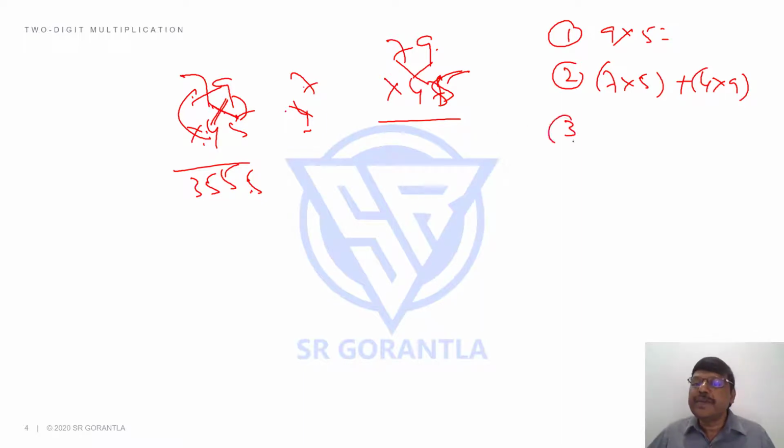What is the third step? Leftmost places, 7 into 4, right? So 5 9s are 45, 4 carried, 7 5s are 35 plus 36, 71, 71 plus 4, 75, 7 carried, 4 7s are 28 plus 7, 35. Is that fine? Let me take one more.